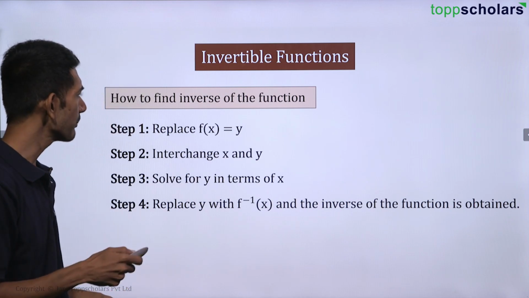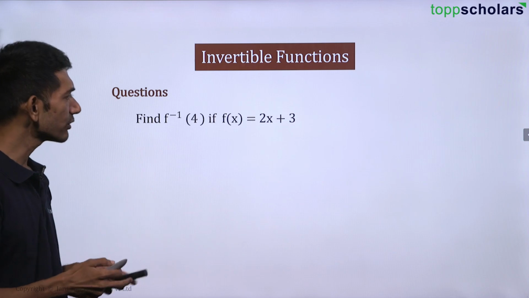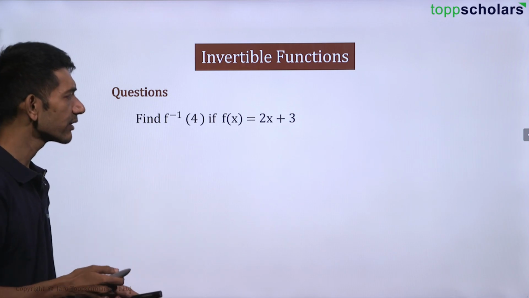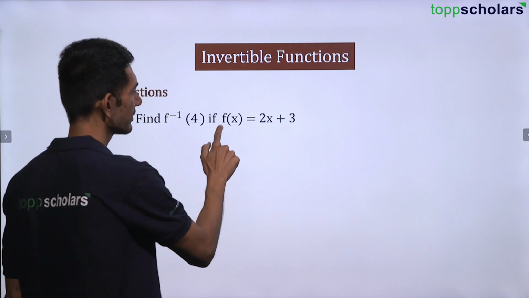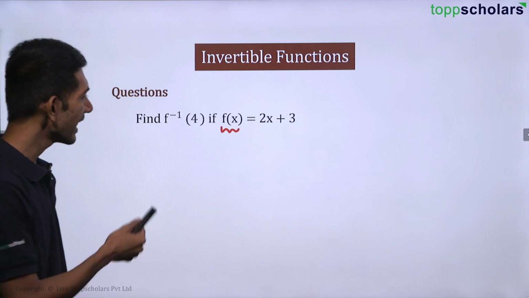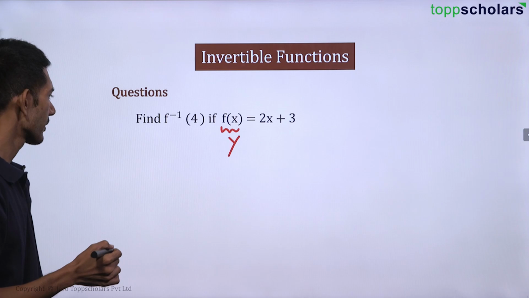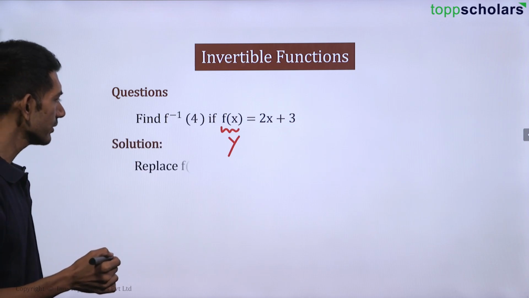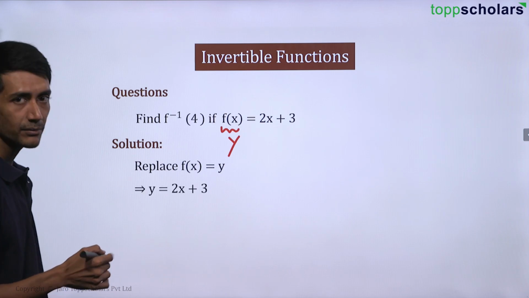So let us jump into the problems straight away. Here is a question. Find f inverse of 4 if f of x is 2x plus 3. Recall your previous slide. How do we start? We start by considering f of x as y, right? So let us begin with the solution. Replace f of x with y. So this becomes y is equal to 2x plus 3.